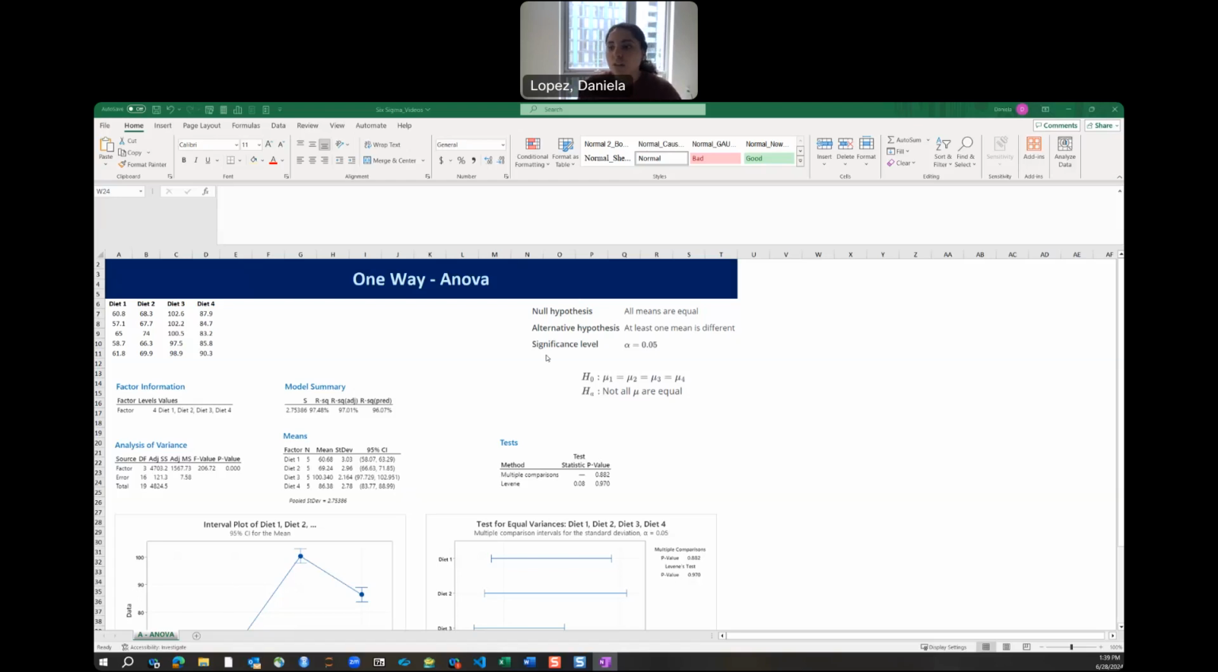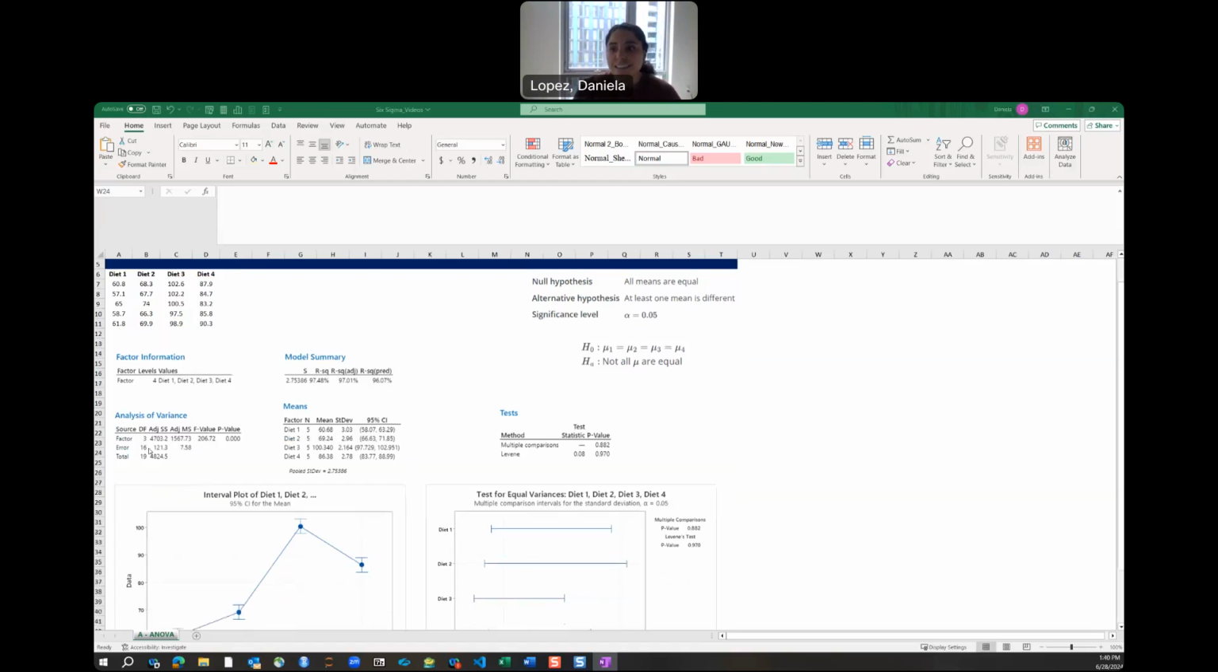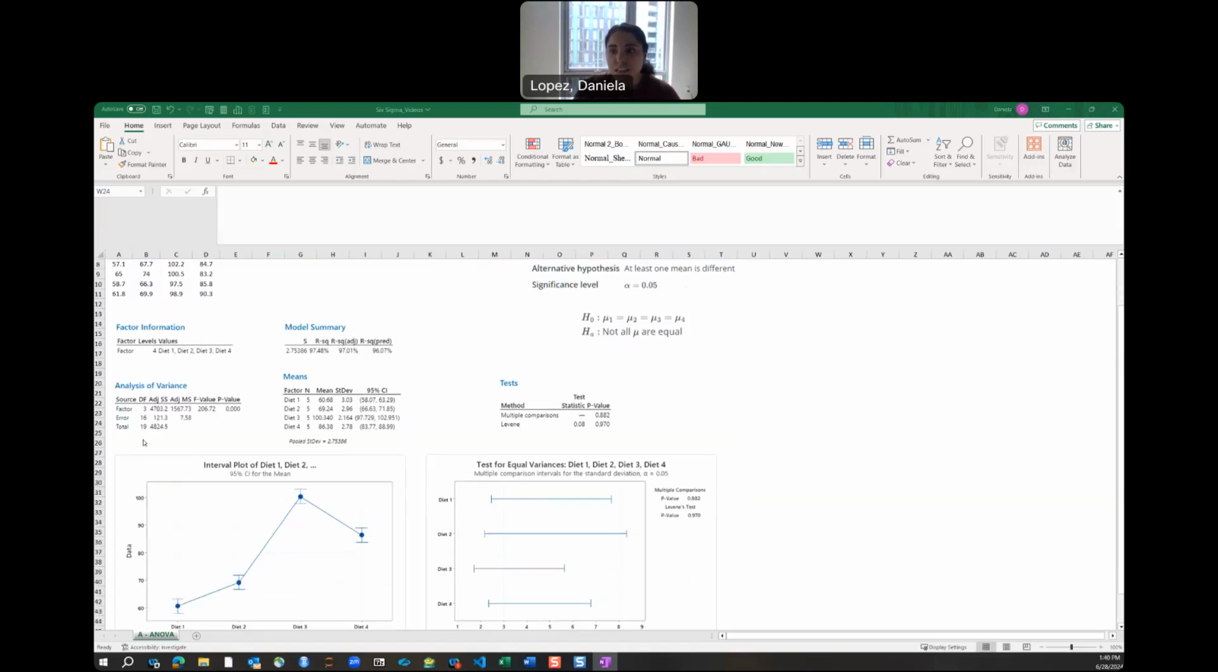So when we run our ANOVA test on Minitab, which is what I'm using, you can see the different factors. There are 4 of them, the 4 different diets that we have in here. You can also see the R-square, which is how high of a probability this is. The analysis of the variance, you can see in here the p-value, which is 0.0, the means, and here in the middle, you can really see the means, and that makes perfect sense, right?